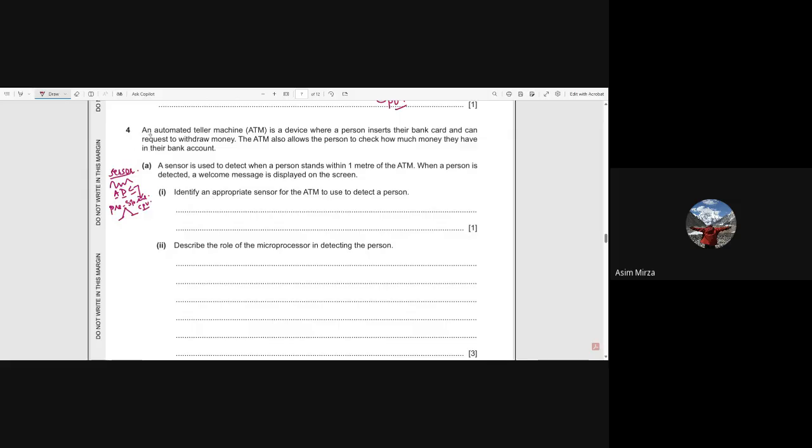So let's see this question. An automated teller machine, it's an ATM, banking ATM, of course, is a device where a person inserts their bank card, debit card, or credit card and can request to withdraw money. Okay, that's fine. Then the ATM also allows the person to check how much money they have in their bank account. Okay, that's fine. We can see the balance on the ATM machine. Part A. A sensor is used to detect when a person stands within 1 meter of the ATM. These are the very important parameters, right? Because you are going to mention this thing in your answer, right? I don't know what is that, but we'll see. When a person is detected, a welcome message is displayed on the screen.